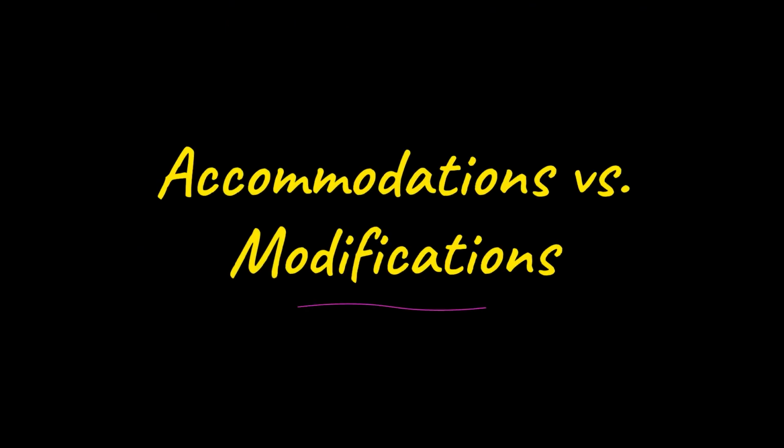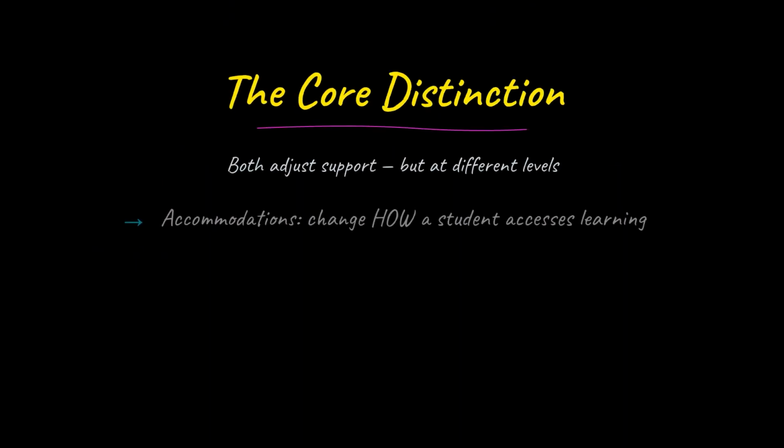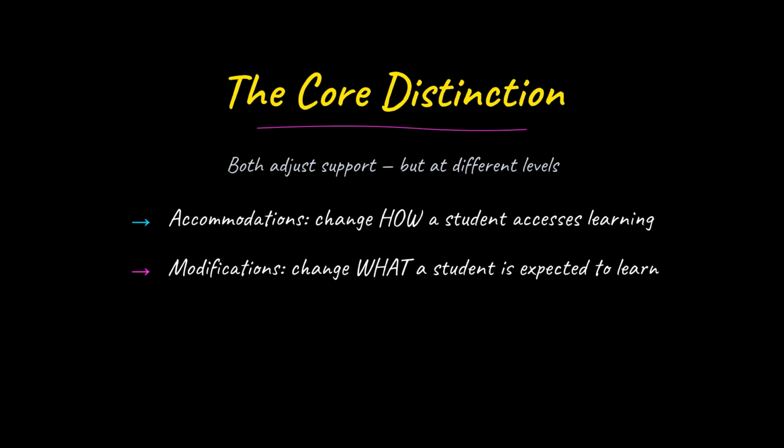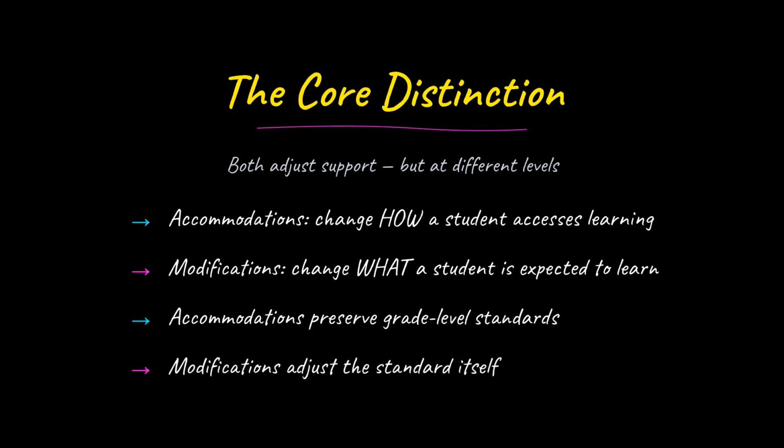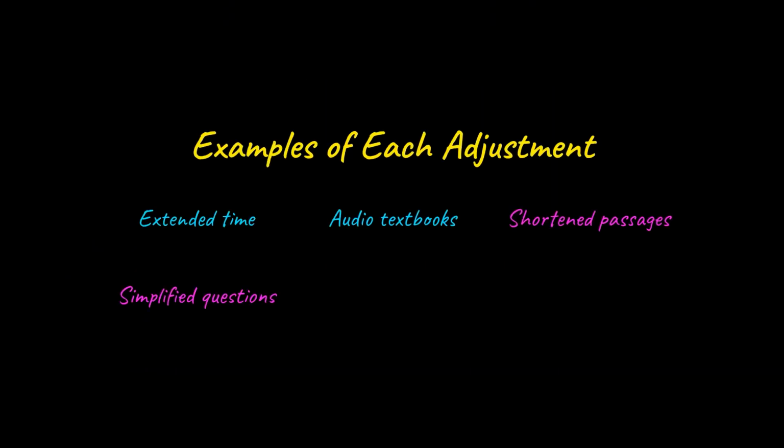In special education, two types of adjustments are made for students with disabilities: accommodations and modifications. They sound similar, but they operate at completely different levels of the curriculum. Accommodations change how a student accesses or demonstrates learning. The standard stays the same. Modifications change what the student is expected to learn, reducing the depth, complexity, or quantity of content. The standard itself is adjusted.